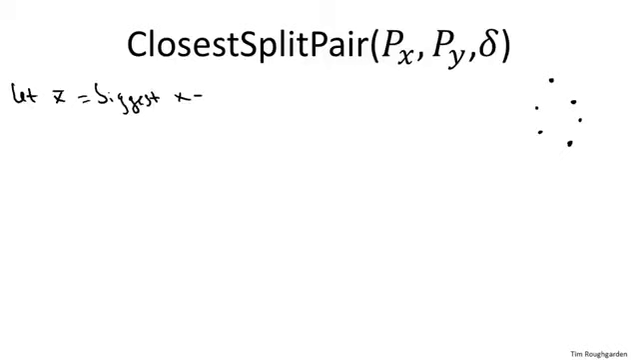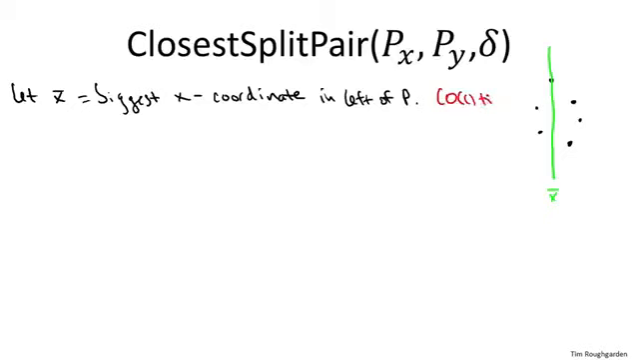So in this example where we have 6 points, all this means is we imagine drawing a line at the third point. That's going to be x bar, the x-coordinate of the third point from the left. Now, since we're passed as input a copy of the points sorted by x-coordinate, we can figure out what x bar is in constant time, just by accessing the relevant entry of the array Px.